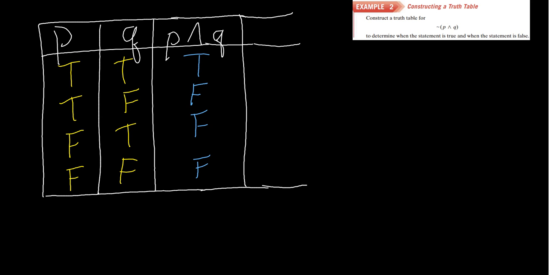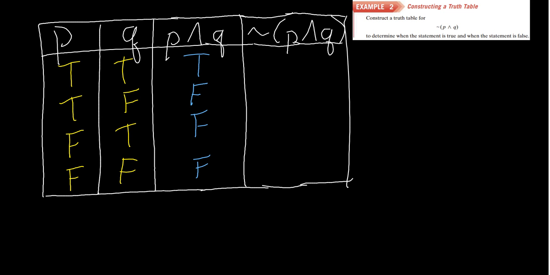Next, we're going to make a not (P and Q) column. Sorry, I really should have made this a big old box. Not (P and Q), if you recall, is just the opposite of this column. It's the negation of it. So since we have a true here, it's going to be a false here. False here, true here. False makes this a true, and false makes this a true.